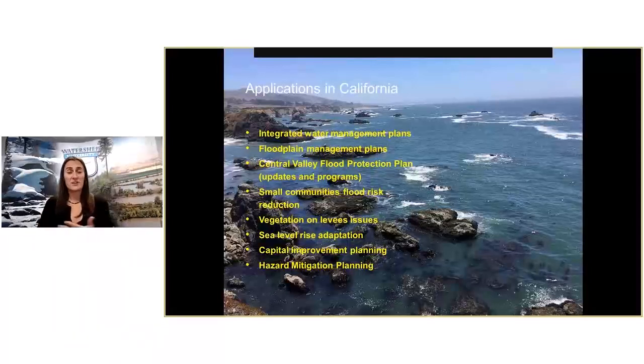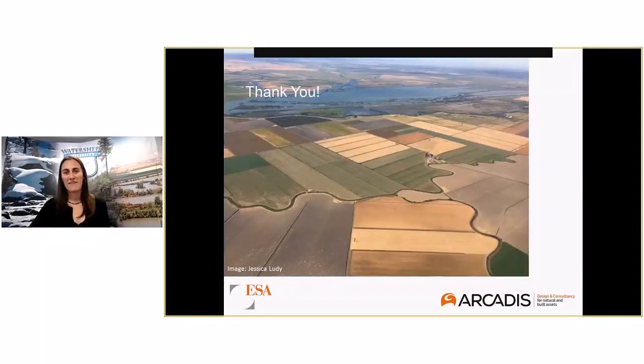For example, how much risk are we going to reduce by spending X million dollars on removing vegetation, and is that more or less effective than other options, and what are the trade-offs? We can use it to inform how we may adapt to sea level rise, looking at capital improvement planning, and finally use it in hazard mitigation planning. So that's what we have for you today. I want to say thank you very much.